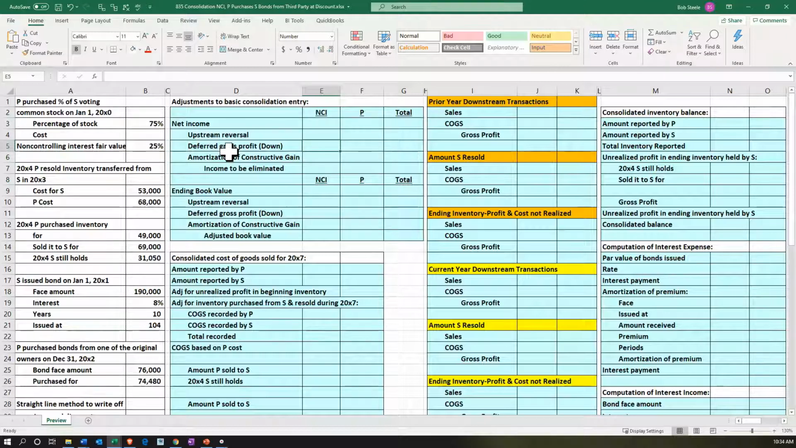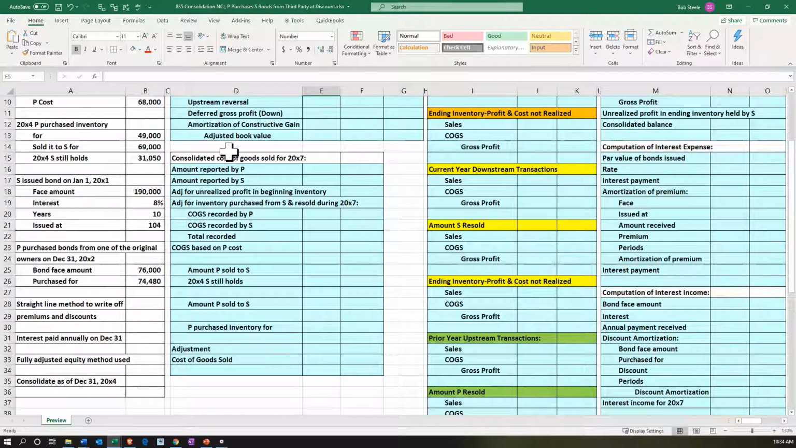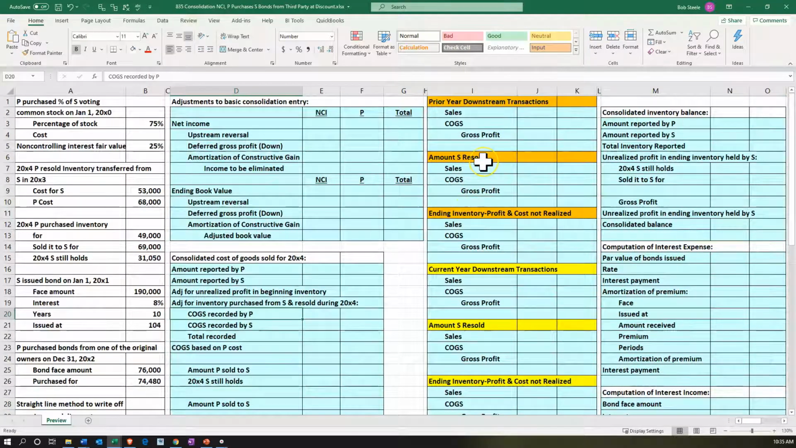We might use a little table here. And so we'll come back to that table and work through it in the future. Then we'll have down here the consolidated cost of goods sold for 2000X4. Let's first take a look at our transactions, our upstream and downstream kind of transactions.